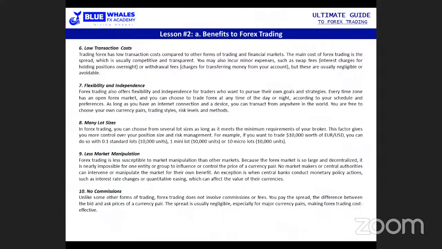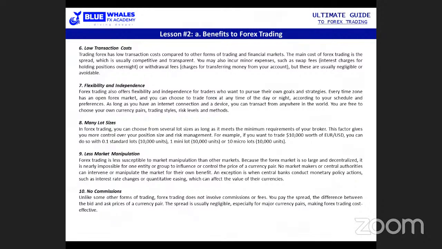So, flexibility and independence. You have all the comforts to trade from your home, your office, or wherever you find yourself. You can trade the Forex market any day because the market is open 24 hours, 5 days a week.